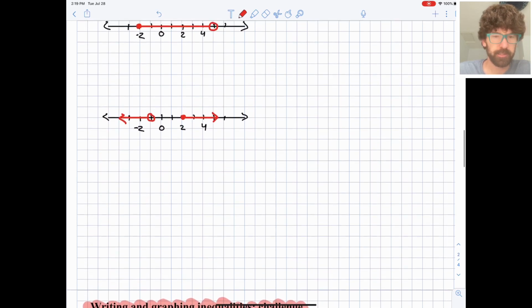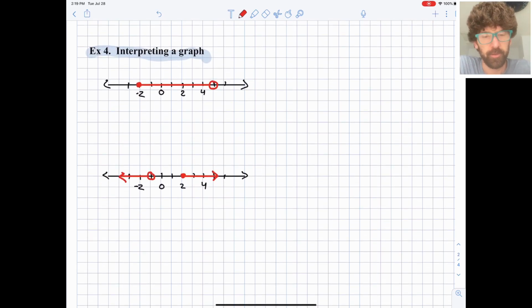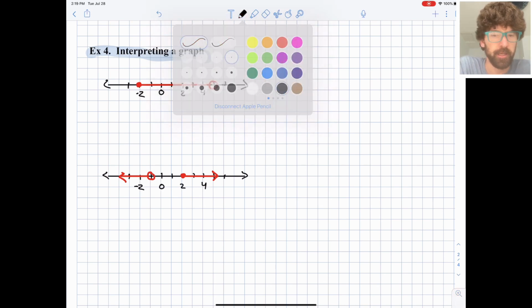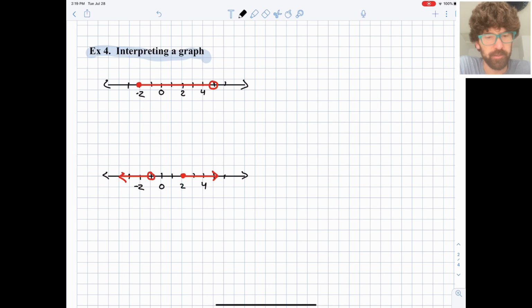Next one is interpreting a graph here, and we'll connect back to what we were just working on. This first one is a between problem, so I'm going to write it as a compound inequality with a -2, an x, and a 5. And then let's think about what our signs are looking like. This is a less than or equal to sign, and this is a less than sign. Okay, so I'll try to highlight it piece by piece. This is saying that x is larger than or equal to -2, which is another way of saying that -2 is less than or equal to x. And this is saying, obviously, that x is less than 5. So it's a between problem.